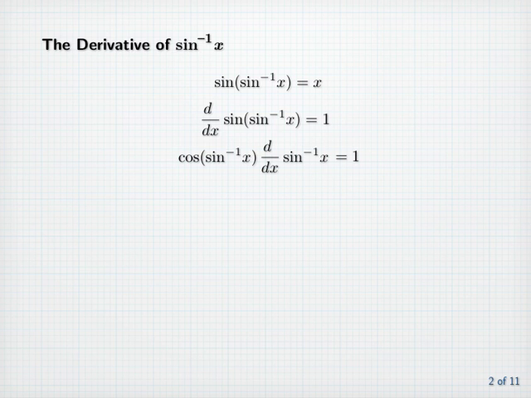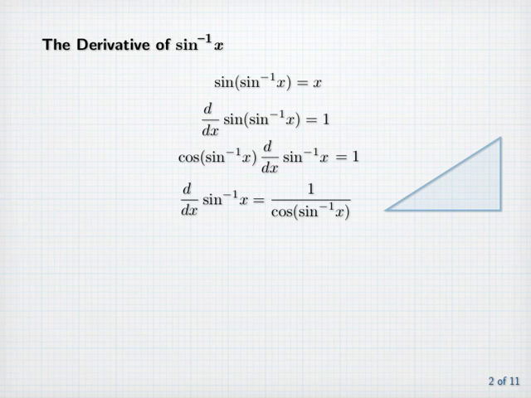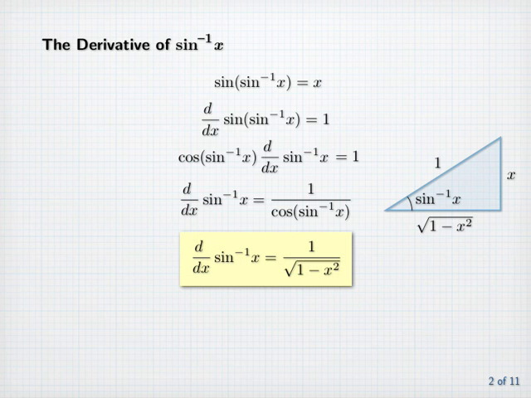Now we divide by cosine of inverse sine of x to obtain the derivative of inverse sine of x equals 1 over the cosine of inverse sine of x. Now let's simplify. For this, a diagram of a right triangle is a helpful device. Label one of the acute angles as inverse sine of x. The sine of that angle is x, so we can label the opposite side x and the hypotenuse 1. That makes the adjacent side have length equal to the square root of 1 minus x squared. Thus the cosine of the angle is the square root of 1 minus x squared divided by 1, and so the derivative of inverse sine of x equals 1 over the square root of 1 minus x squared.